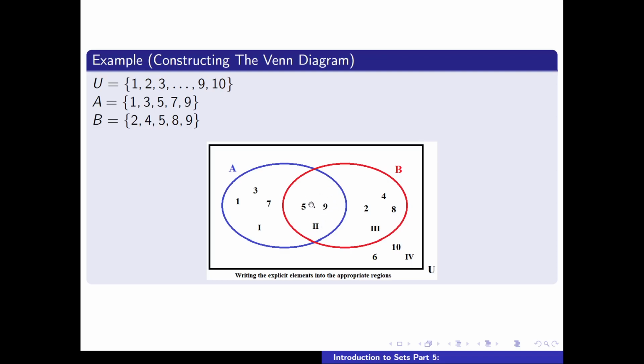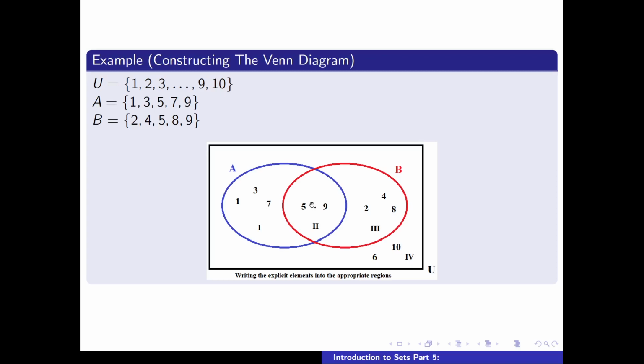What elements are in both A and B, right? So we simply traverse our way through set A, counting through the elements in A and seeing if any of those elements are also in B, right? So 1, for example, is not in B. 3 is not in B. 5 is in both A and B. So boom, 5 goes inside region 2. 7 is not in B. 9 is in B. So we see that 9 is also in both A and B. So that goes in the center there.